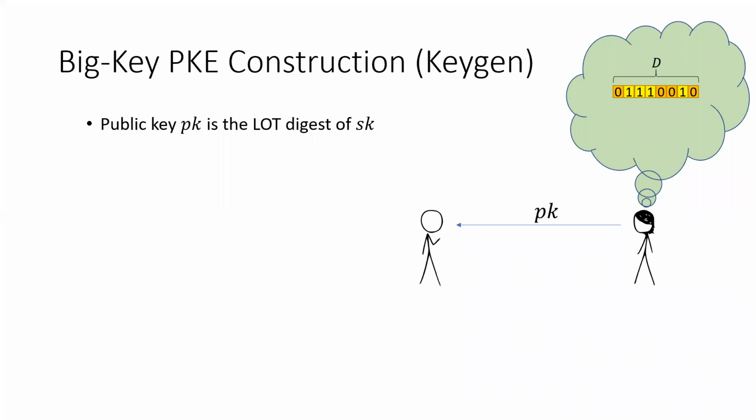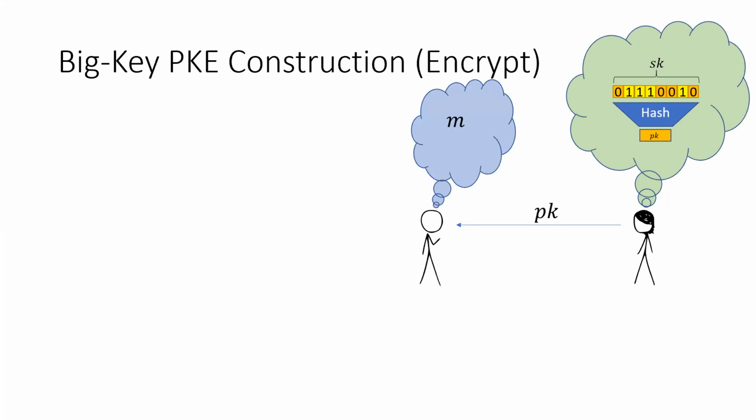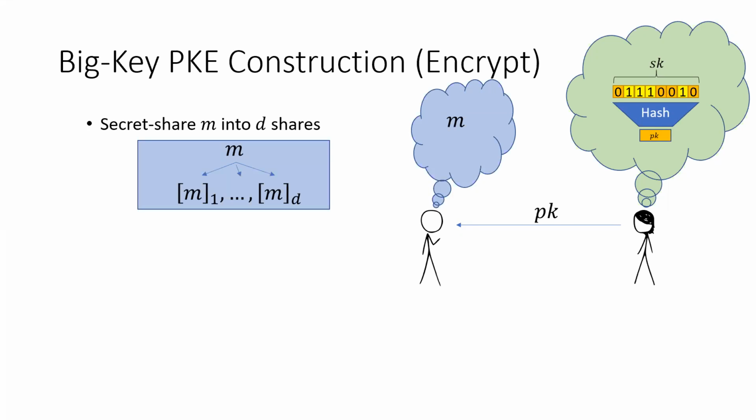So let me just show you quickly how to use this to construct public key encryption. So the public key is just going to be this digest of a secret key. So Alice is going to take the secret key, which is this incompressible encoding, let's say, of some data she's storing, like Wikipedia. It's going to hash it down, and the public key is going to be the digest of this laconic OT. And now when Bob wants to encrypt a message M to her, he does two things. He's going to first secret share the message into D shares, where D is some parameter, but think of it like security parameters, something relatively small relative to the size of the secret key.